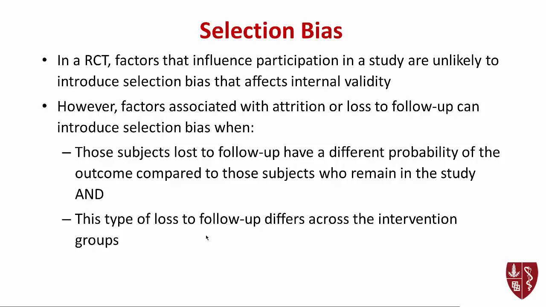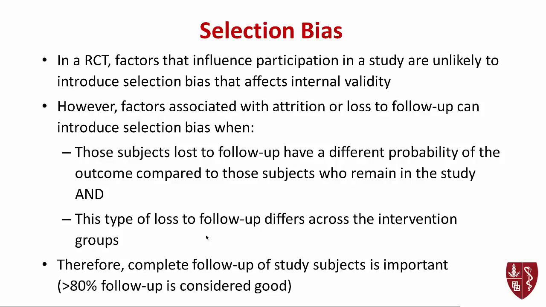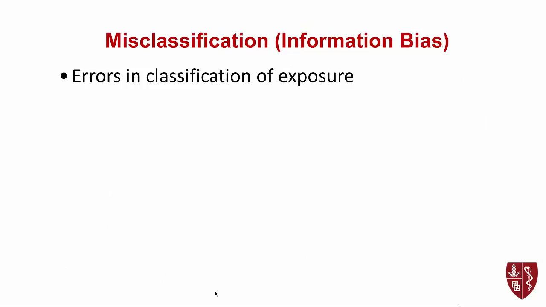So, in order to know whether the study has selection bias or not, we're looking to see how well the study participants were followed during the study duration. And ideally, we're looking for greater than 80% of follow-up, which is considered the gold standard or considered good.